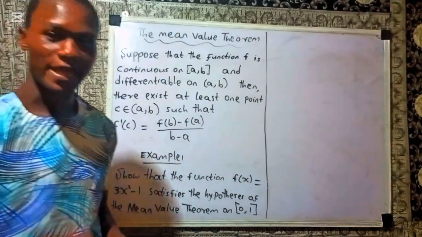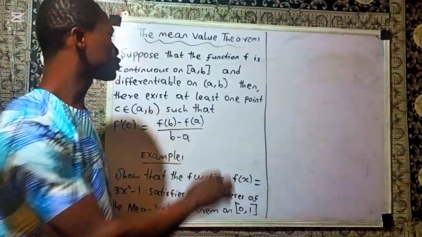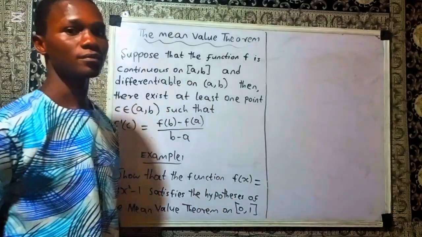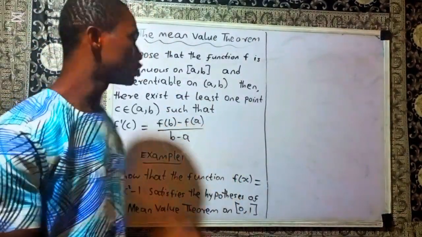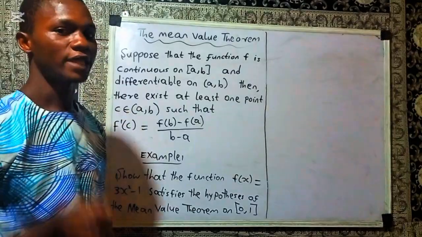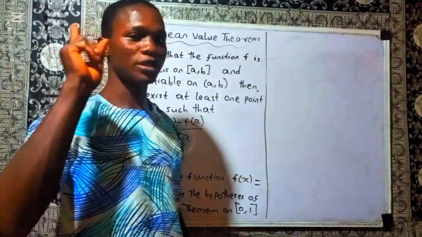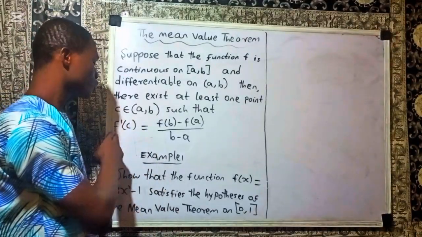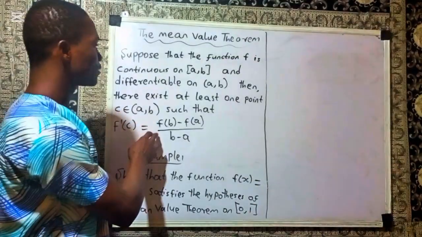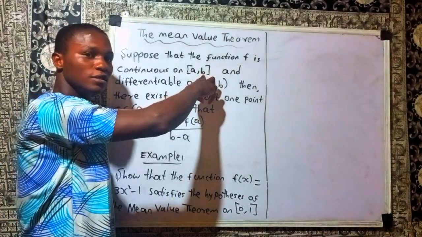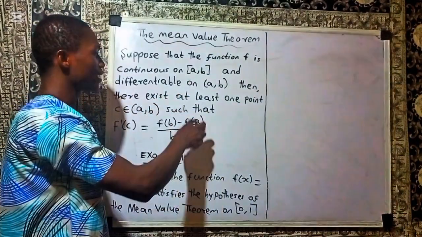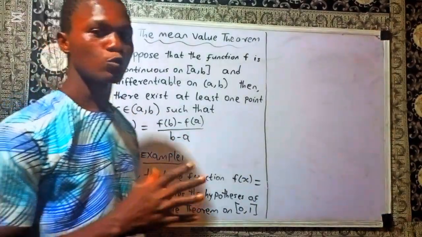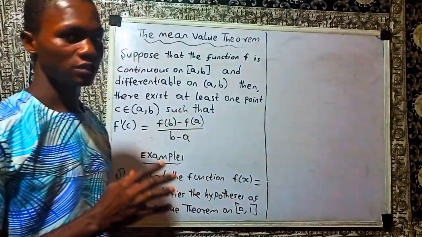Suppose you have a function f, and that function is continuous on a closed and bounded interval a comma b, and the function is differentiable on the open interval, then there exists at least one point c inside the open interval such that the derivative of the function at that point c is equal to f of b minus f of a divided by b minus a. So this is what this mean value theorem states.